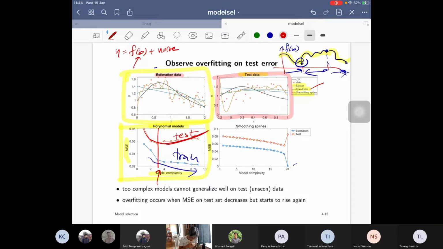Okay. And the complexity of the smoothing spline is actually characterized by what we call the number of knots. The knots are the transition points on the variable x. So the more knots, the more complex your model is. And again, we observe the same thing. Train MSE is always decreasing, but for test MSE, there's a degree of model complexity at which the test errors start to increase.